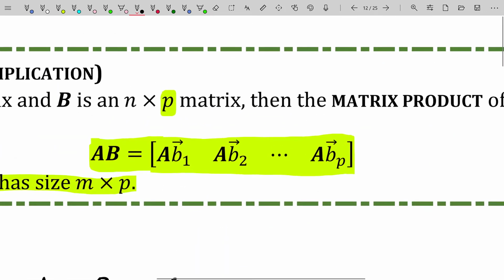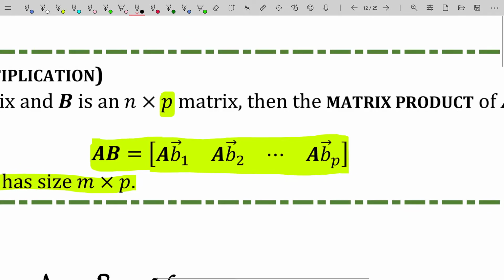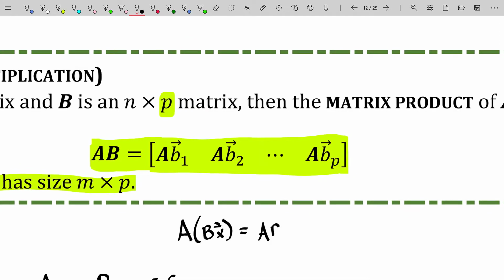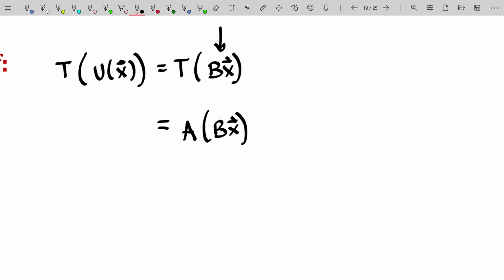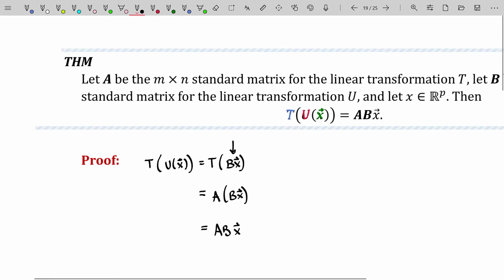So because we defined it right here, I happen to know that ABX is the same thing as AB times X. So we have already actually proven that, which means that this supposedly gnarly proof is actually not much work at all. We just get right down to there and we're done.